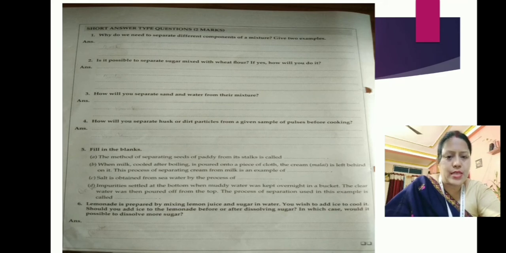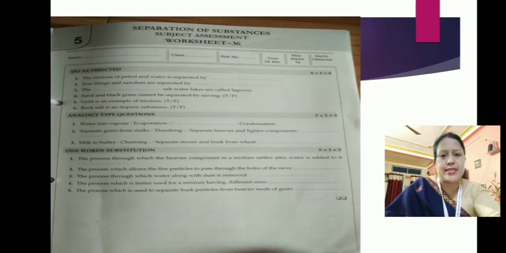So question number 6, this question number 6 is the textual question answer. So can you do it yourself? Okay. So I think worksheet 31 is over. So let us do the next worksheet, that is worksheet number 36. So let us discuss worksheet 36.